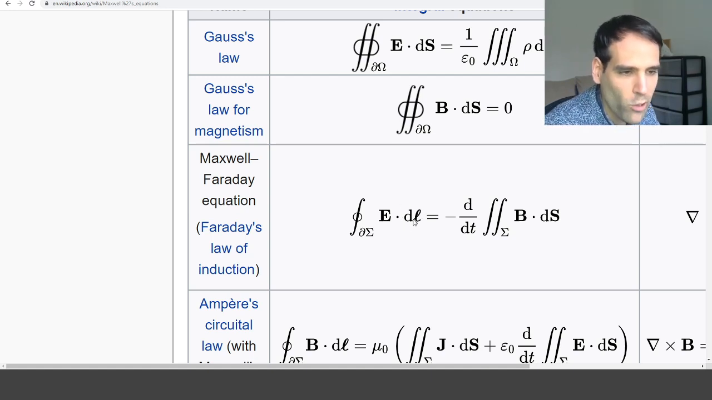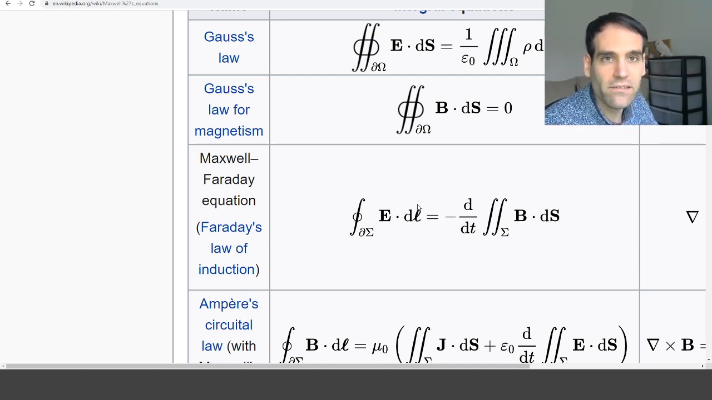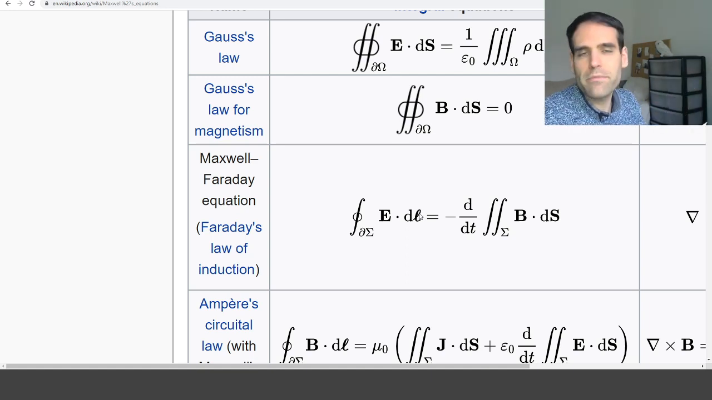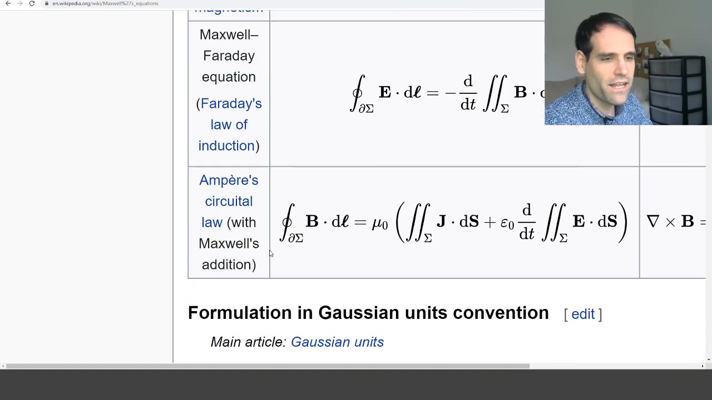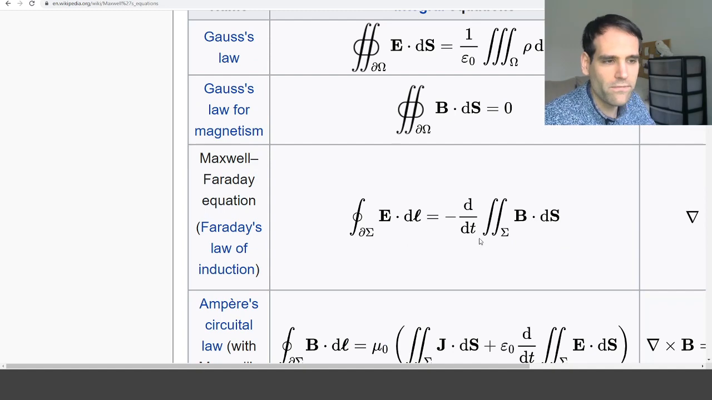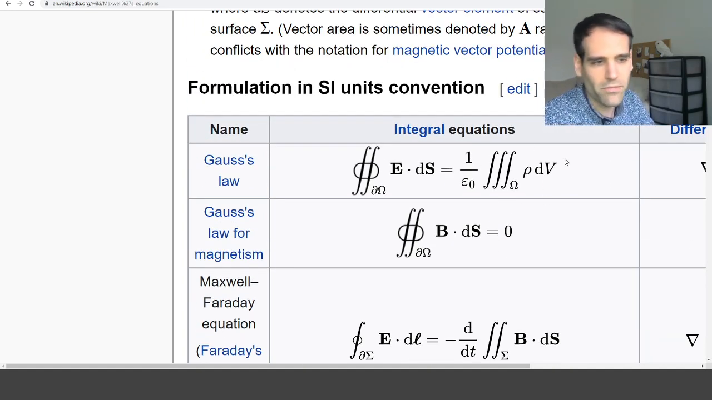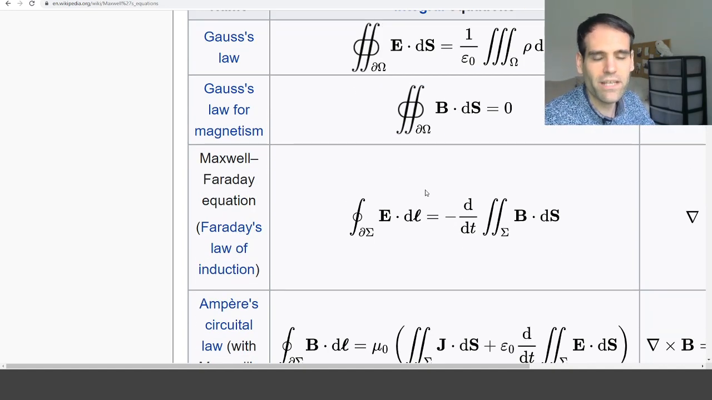But this is a bold L, meaning that this L is a vector. So it's a dl vector. It's the same thing as dr vector. You can call it dl. So this is the circulation of the electric field, which is equated to some time derivative of the flux of the magnetic field. And also here in Ampere's law, you also have the circulation of the magnetic field equated to some kind of flux of the current density and a flux of the electric field with a time derivative. So you can see that clearly physical laws involve lots of multiple integration, both triple integrals, fluxes, and circulations.